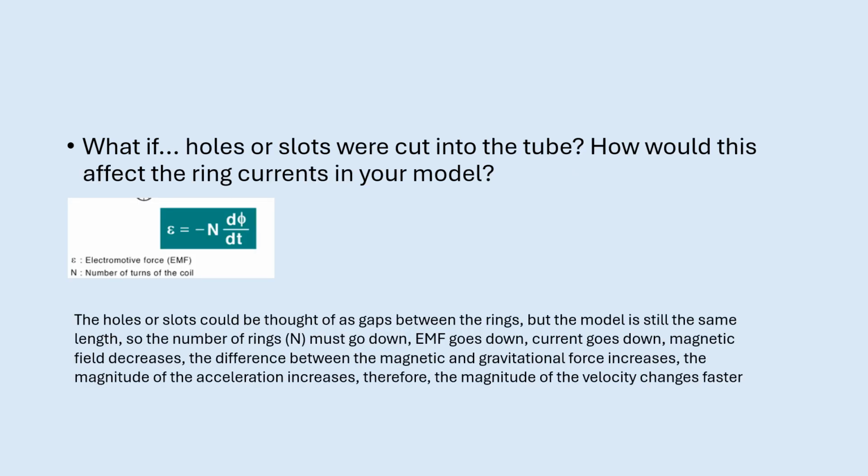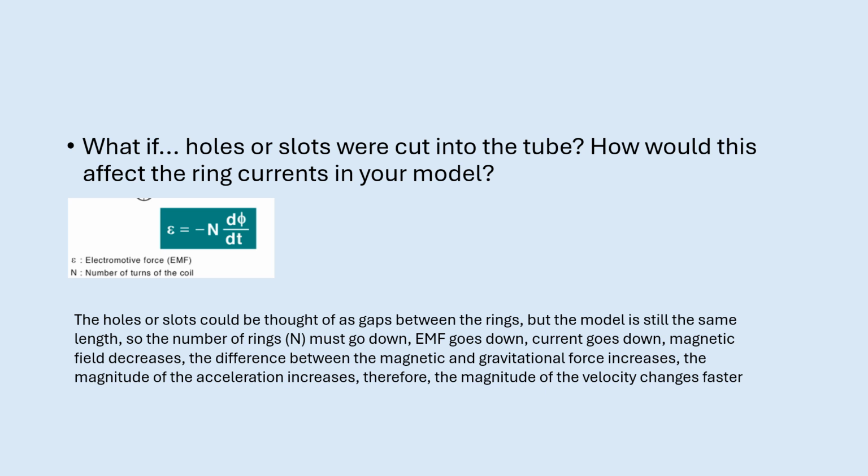What if holes or slots were cut into the tube? How will this affect the ring currents in your model? So using this form for Faraday's law, where this is for a coil, N is the number of turns in a coil, but we represent that as just the number of rings. So the holes or slots could be thought of as gaps between the rings, but the model is still going to have the same length. So the number of rings must go down.